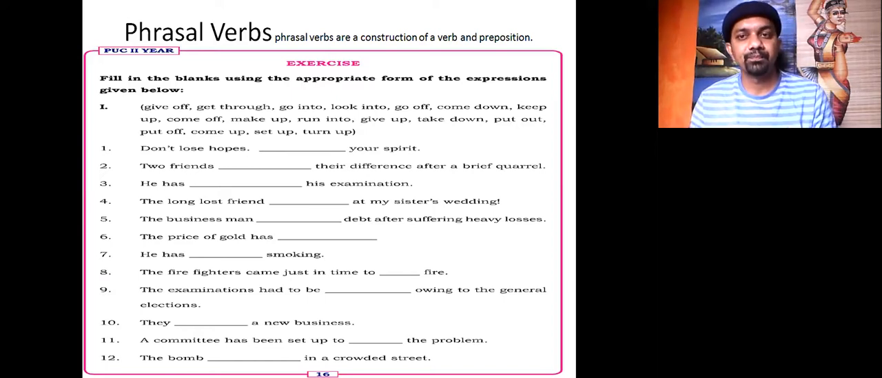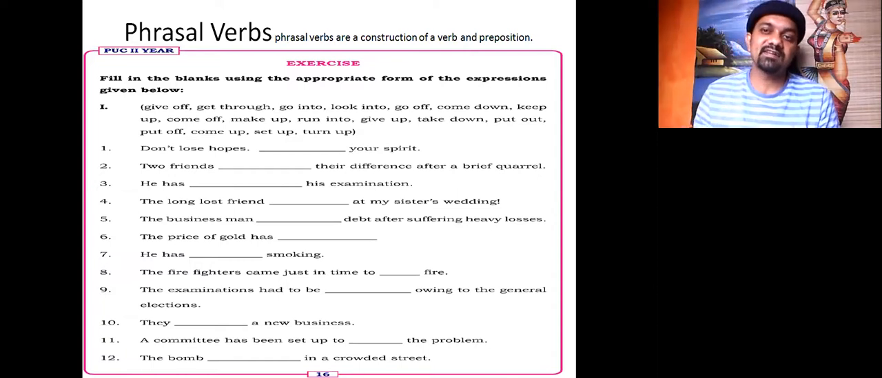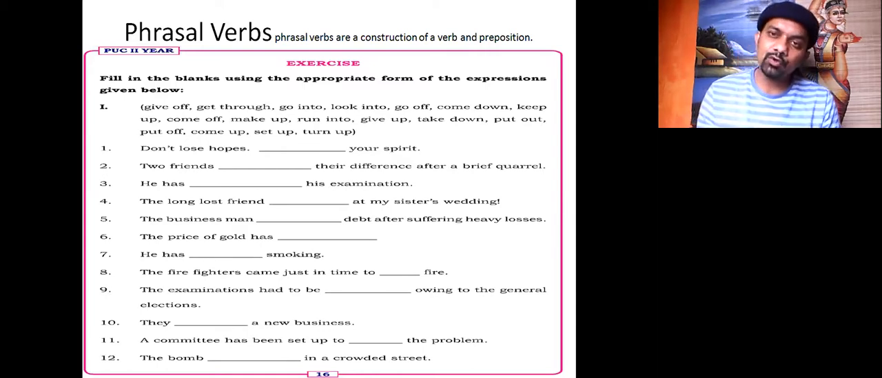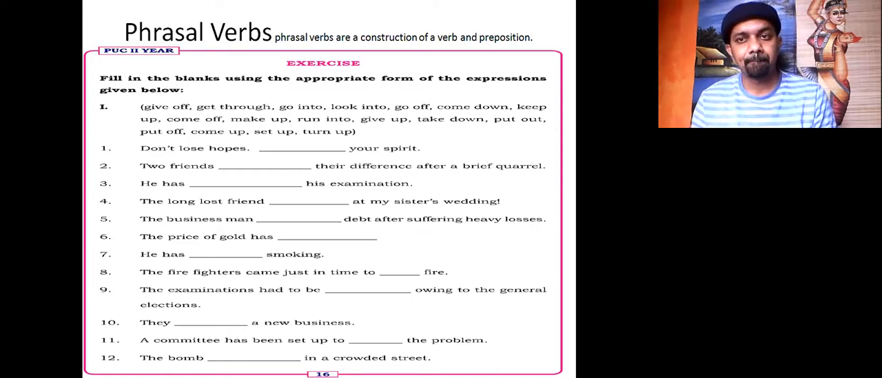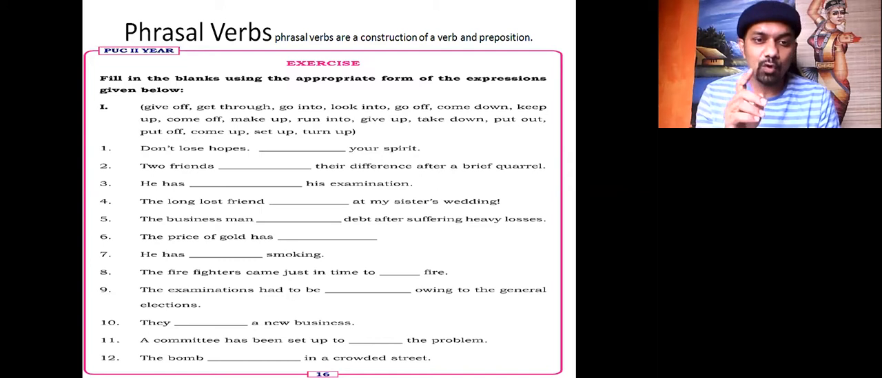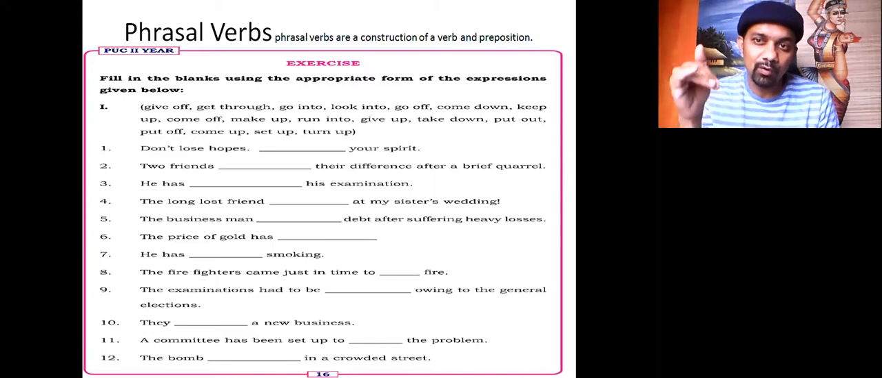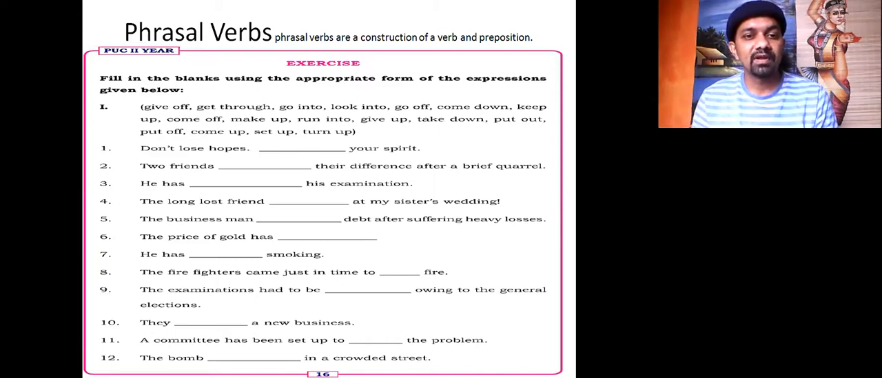Turned up means appear or be found after a long time, after someone or something is lost. Fifth one, the businessman ran into debts after suffering heavy losses. The price of gold has come down, lowering, come down. He has given up smoking.